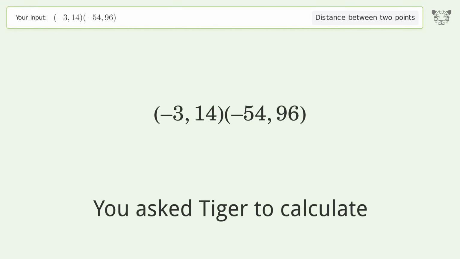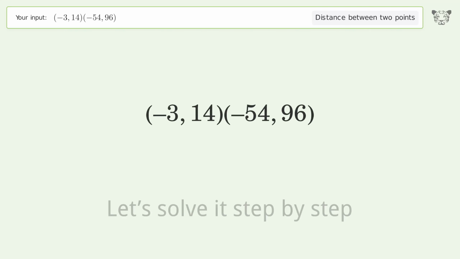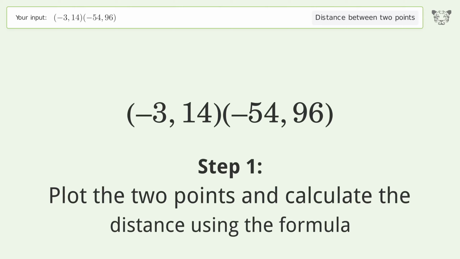You ask Tiger to calculate. This deals with the distance between 2 points. The distance between the 2 points is the square root of 9,325, or 96.566. Let's solve it step by step. Plot the 2 points and calculate the distance using the formula.